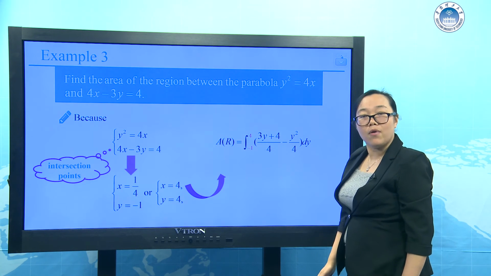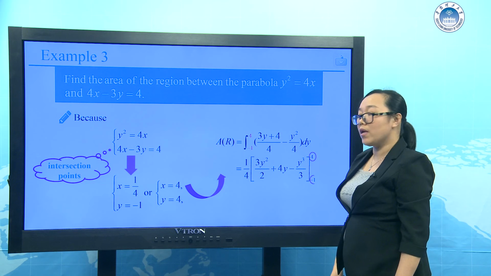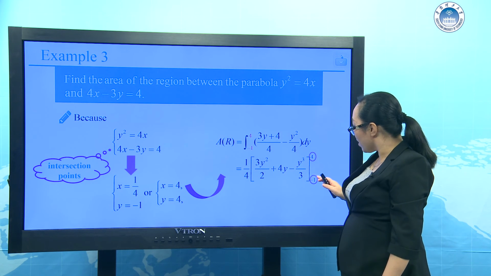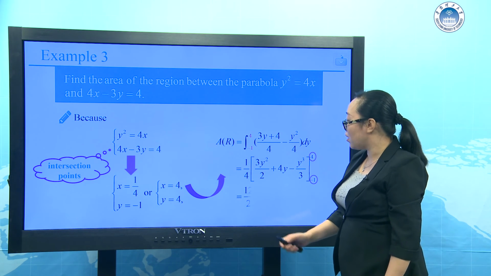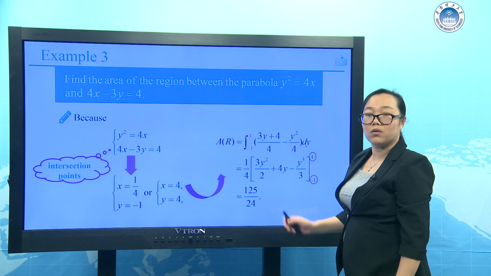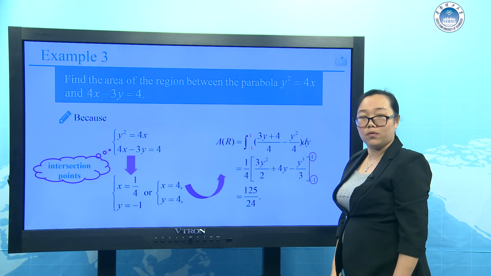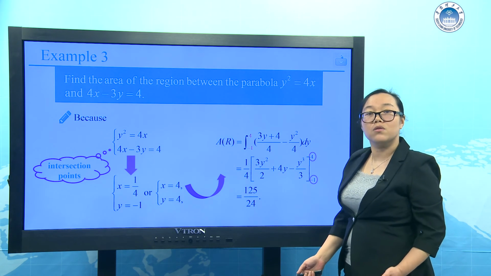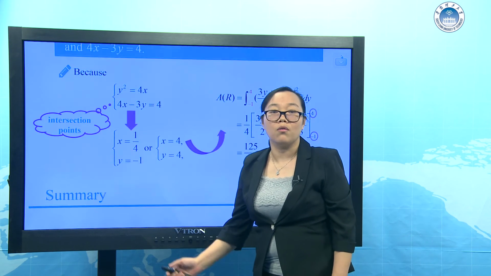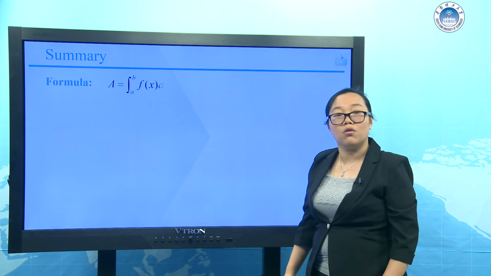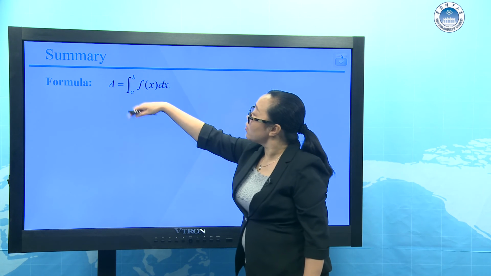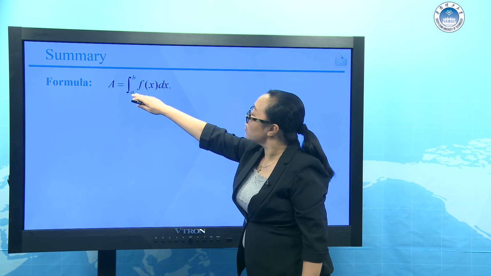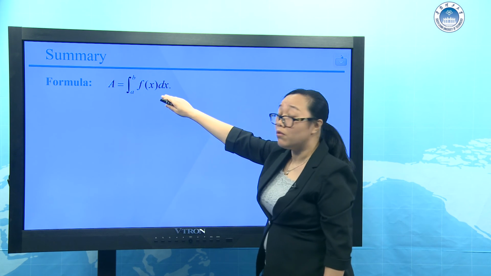So y is our integral variable. We can get from -1 to 4. The final definite result equals 125 over 24. We have studied the 3 examples, so now try to remember our corresponding formula. The formula 1: the area equals some definite integral value.